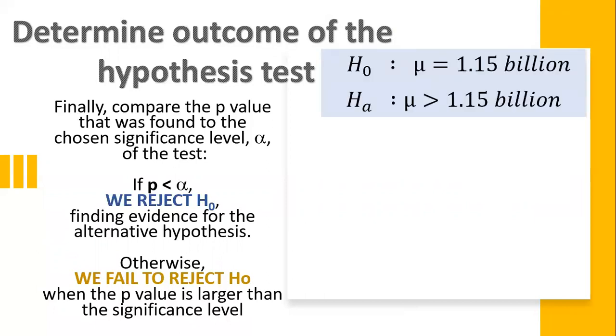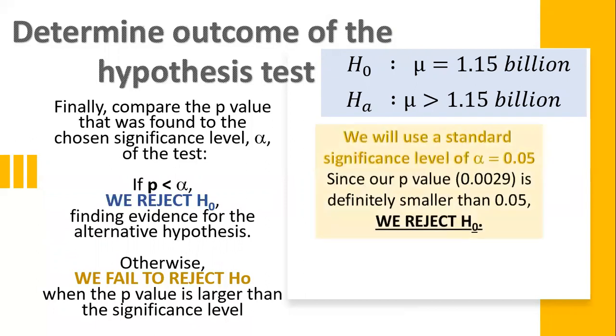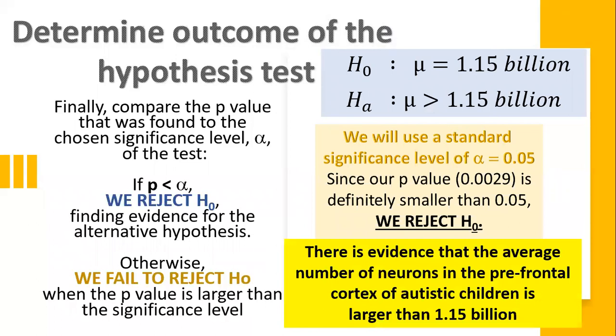Now, here are our hypotheses again, and here is the comparison. If we use a standard significance level of 5%, our p-value of 0.0029 is definitely smaller than that significance level of 5%. Our value that is less than 1% is certainly less than 5%. So here, we will reject our null hypothesis. What does that mean? That means, in conclusion, that we have found evidence for the alternative hypothesis.